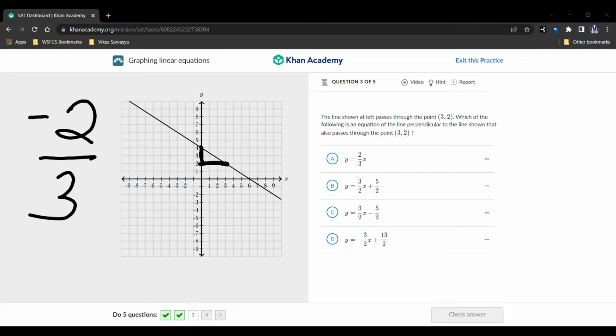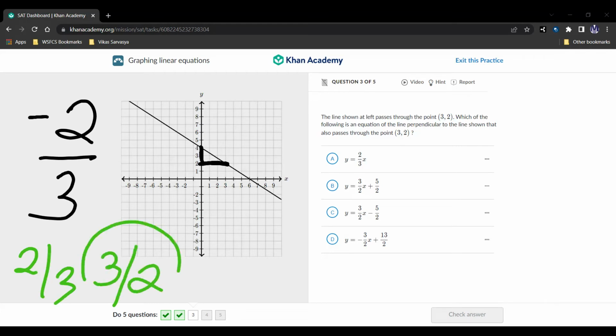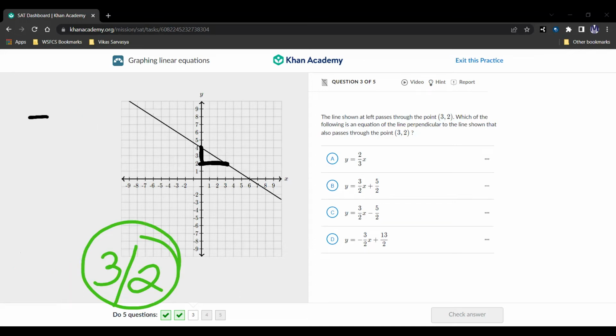And then we use our opposite reciprocal, where we get 2/3 is the opposite, 3/2 is our reciprocal, and here's our slope. That is our slope. So let's get rid of all this. And now we can start to write our equation.